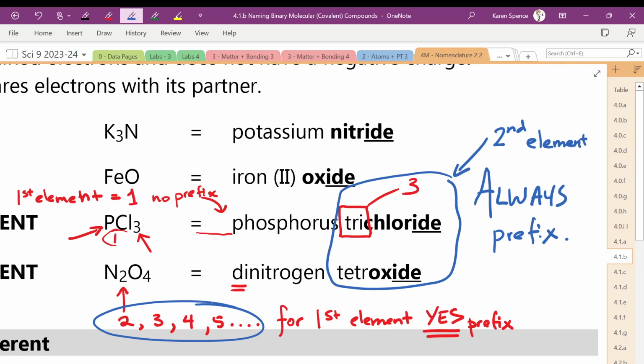No. If there's 4 of the first element, do you use a prefix? Yes. If there's 2 of the first element, do you use a prefix? Yes. If there's one of the first element, do you use a prefix? No. If there's one of the second element, do you use a prefix? Yes. If there's 7 of the second, do you use a prefix? Yes. And which ending changes to ide? The first word, the second word, or both? Just the second, okay?